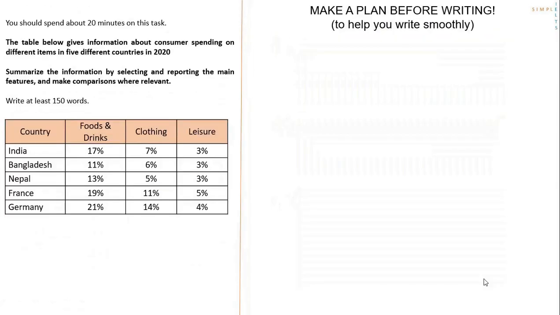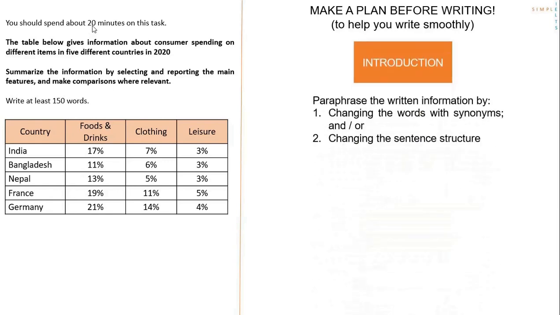Now, let's talk about how to make a plan for writing to help you write smoothly, because we have to use our 20 minutes here, remember 20 minutes, in the most efficient manner. So we have to know what we are going to write, and to do that we have to make a plan first. Okay.